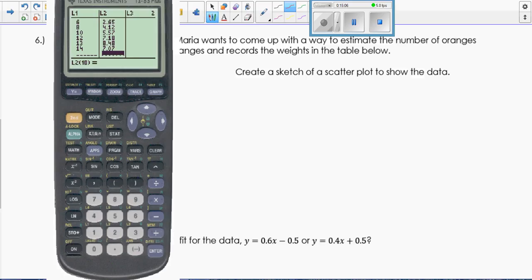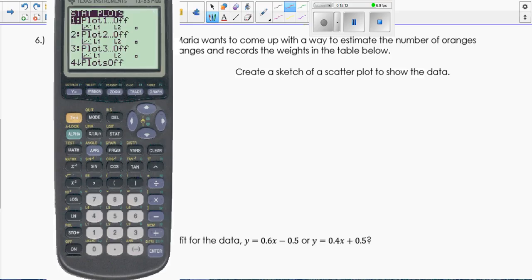Okay, so here's the table of values that you guys should have gotten. Let's look at our scatter plot. So go ahead and hit second y equals. Notice again that's off because we reset our calculator. We're going to hit enter and we're going to turn it on. And again, if we hit zoom and we go to number 9, that'll fit our window perfectly.